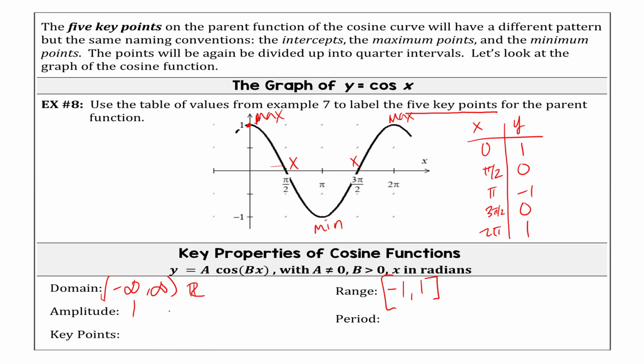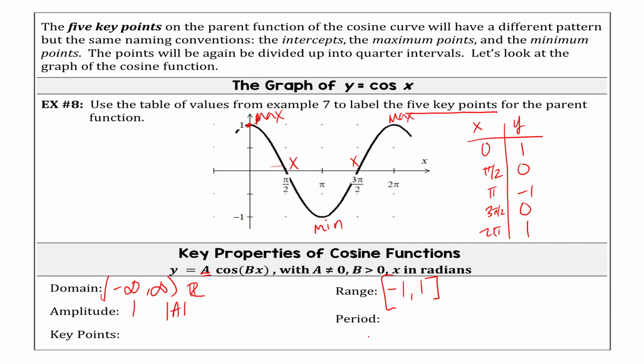Remember, your amplitude is the absolute value of your A value. How far is your max and min from the x-axis? It's your A, the absolute value. It's distance, so amplitude is always going to be positive. All right, what's the period?